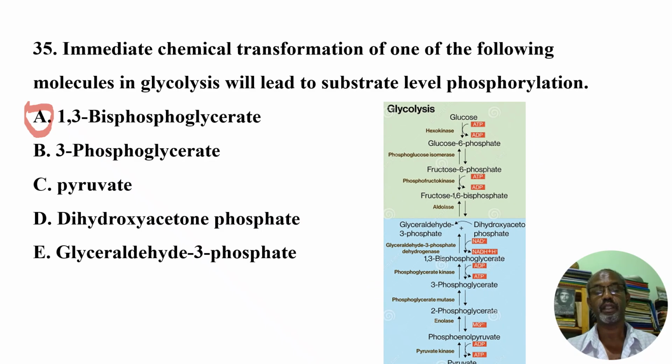ATP is produced by substrate level phosphorylation. Let me bring that diagram here. You can see this molecule, 1,3-bisphosphoglycerate, is converted into 3-phosphoglycerate, and there is synthesis of ATP by substrate level phosphorylation. You see, therefore, the answer is A.